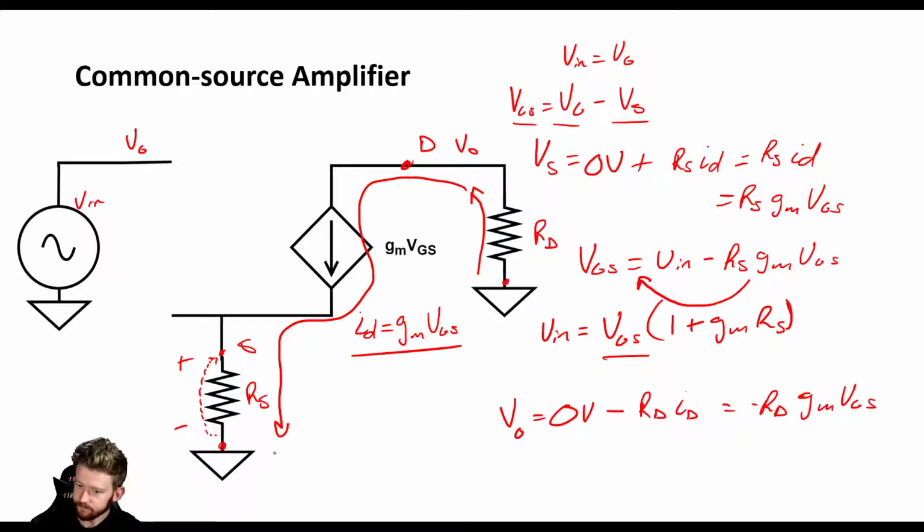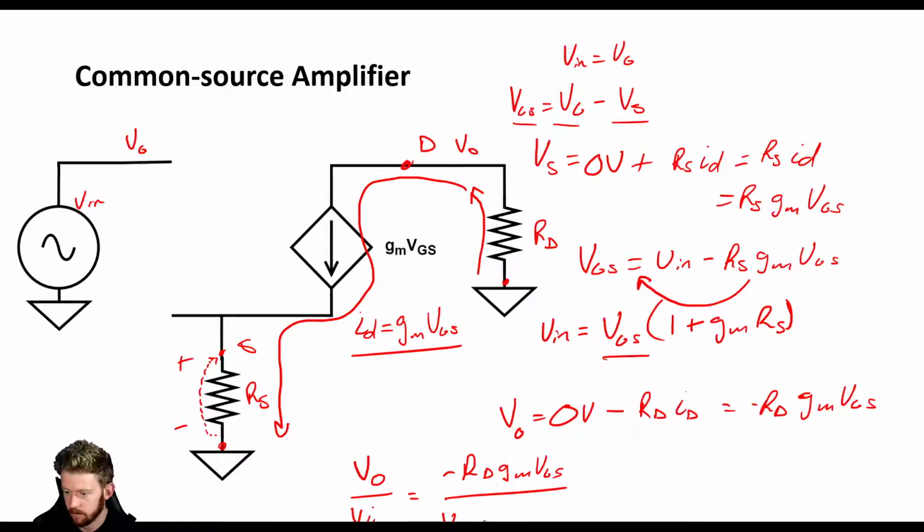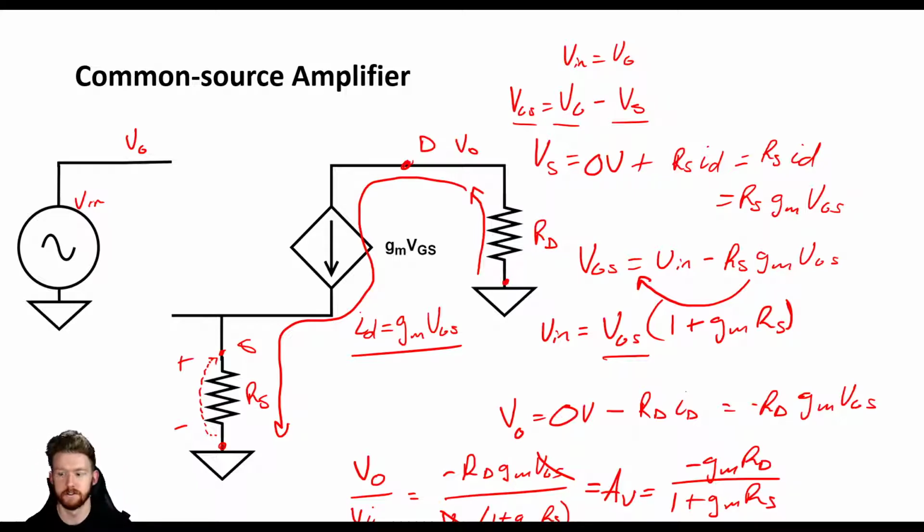That's VO. So now our last step is just to set V out over V in. And our V out is minus RD GM VGS. And our V in, it's this big long thing at the bottom. So it's VGS, open parentheses, 1 plus GM RS, okay? And we can factor out this VGS. And what we get is that our gain, our AV, our small signal gain, is going to be minus GM RD over 1 plus GM RS. All right, so that is our small signal gain.